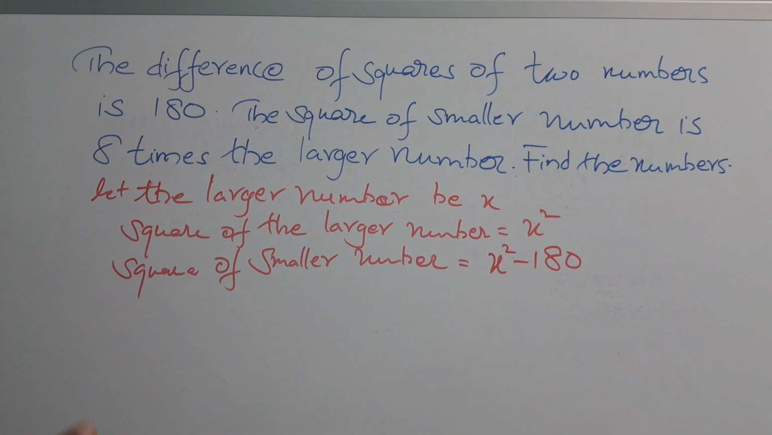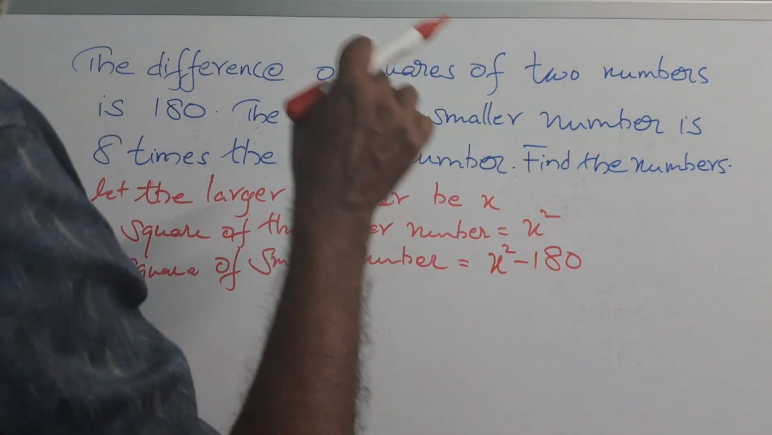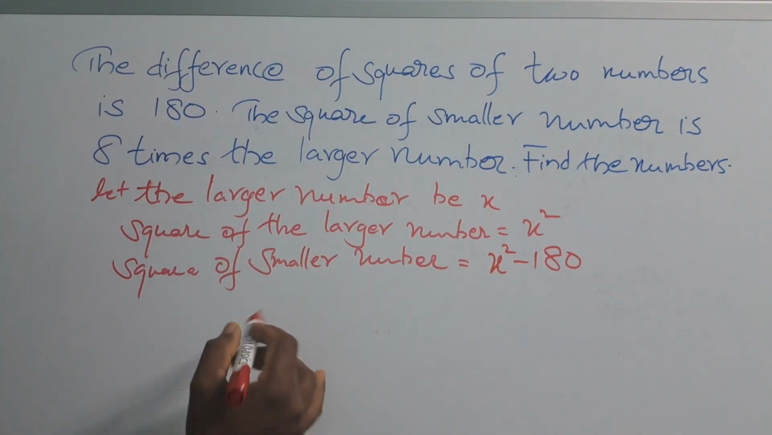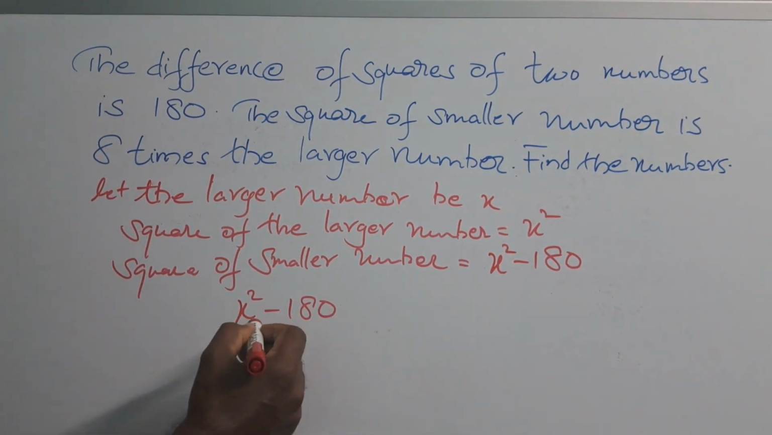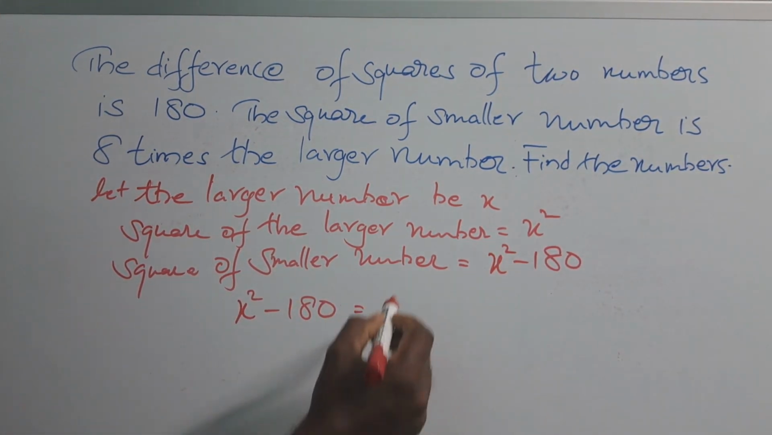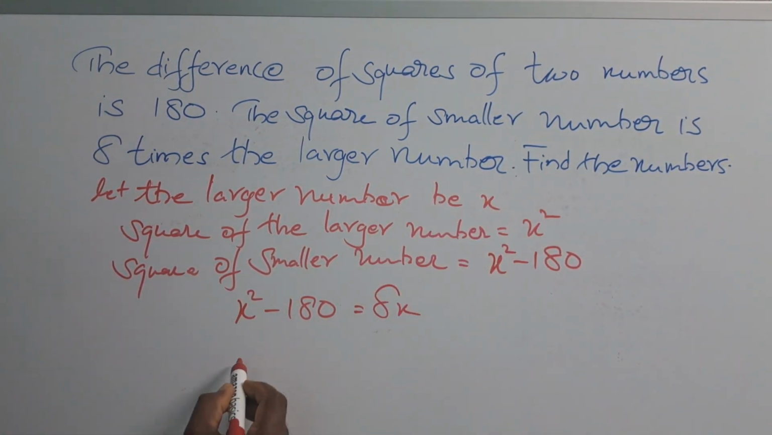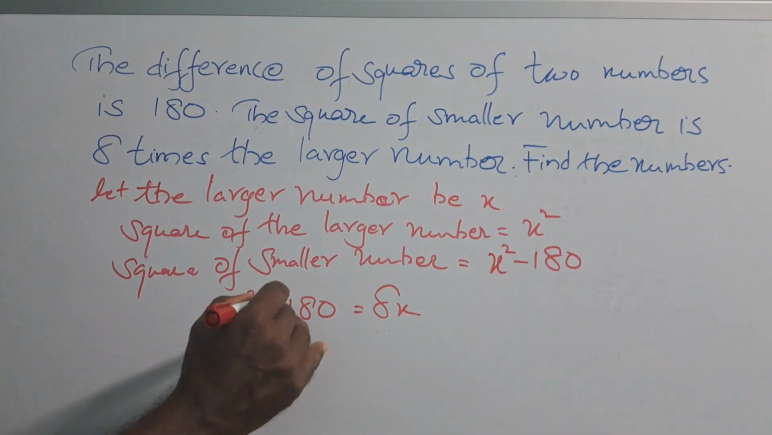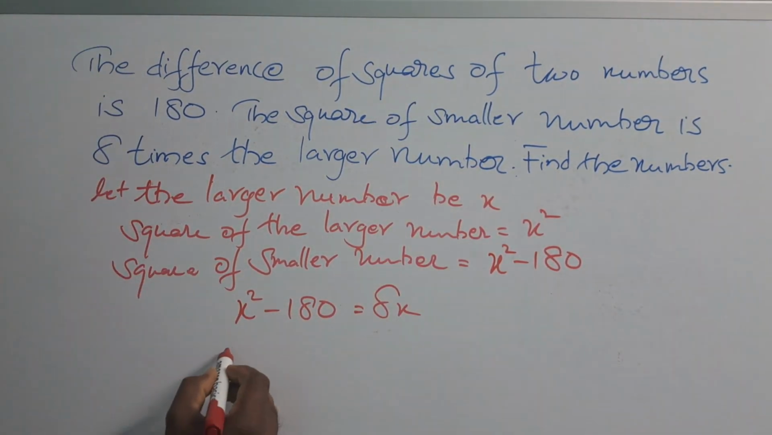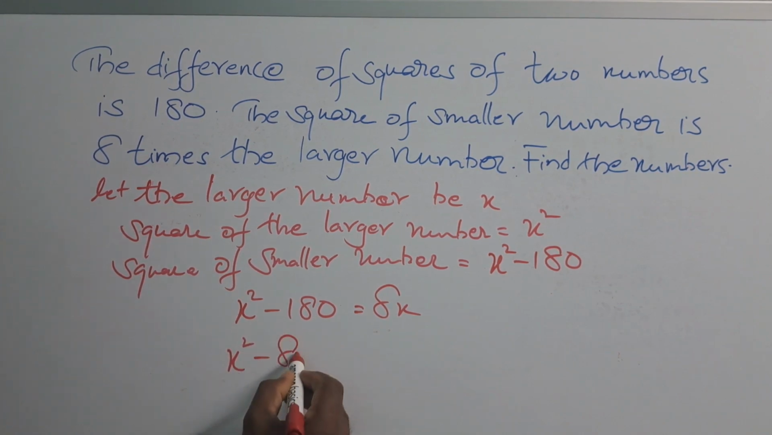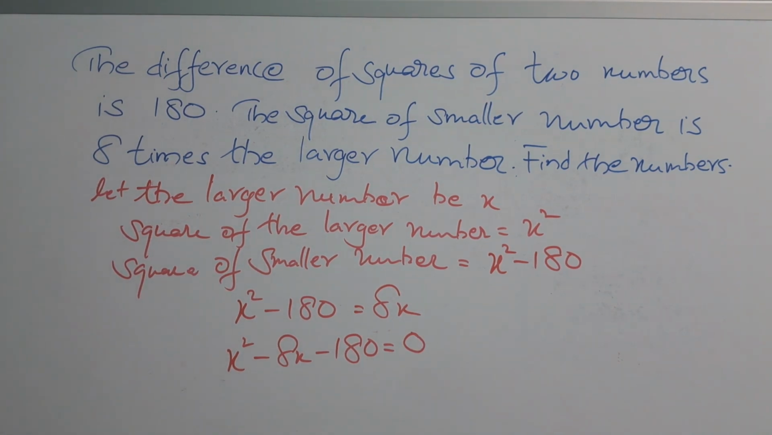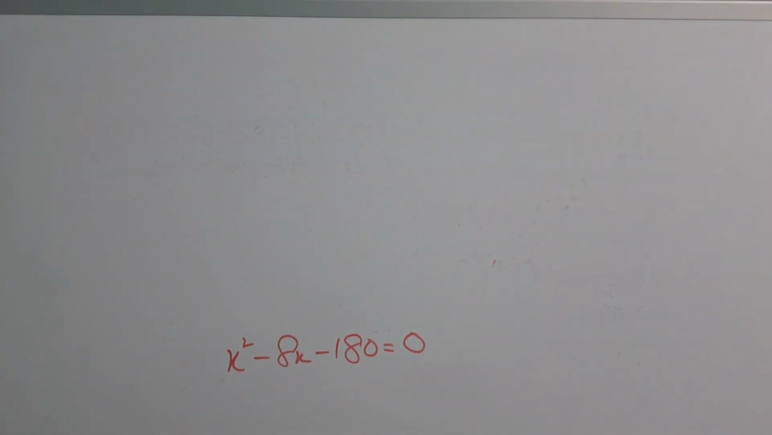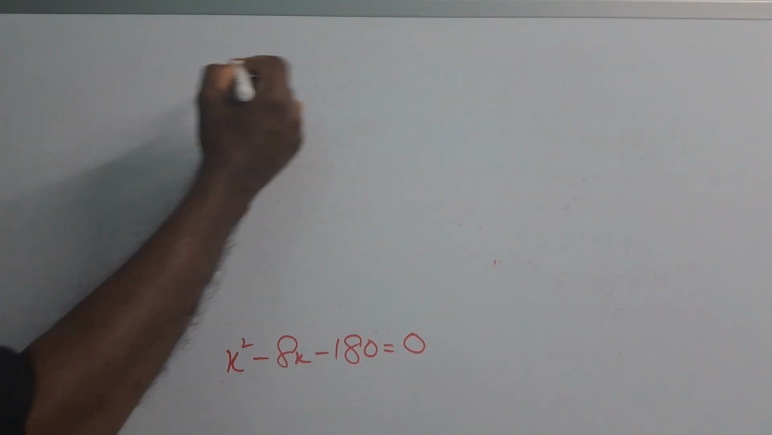It is given that the square of the smaller number is equal to 8 times the larger number, that is x square minus 180, which is the square of the smaller number, is equal to 8 times the larger number, that is x square minus 180 is equal to 8x, or x square minus 8x minus 180 is equal to 0, which is a quadratic equation. Let's answer this question by using the quadratic formula.